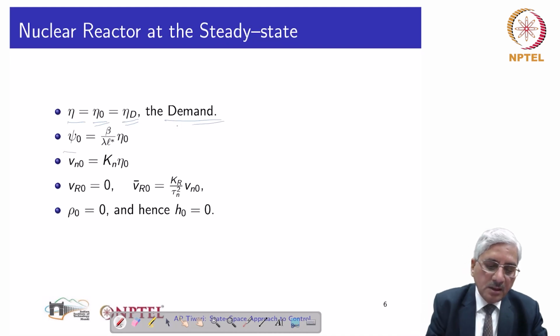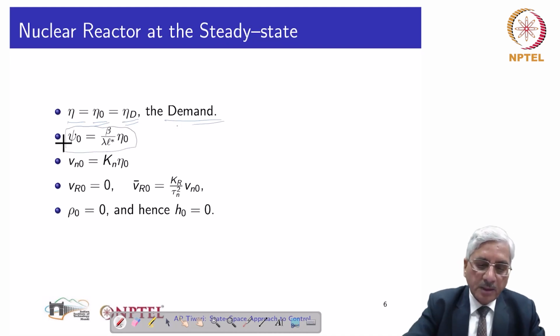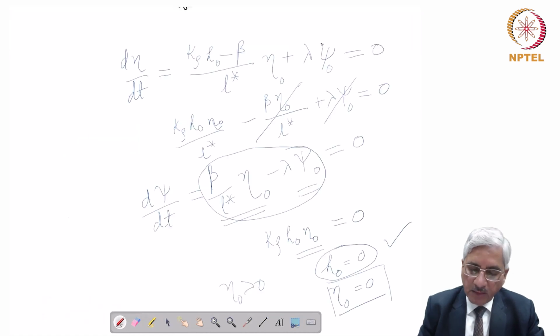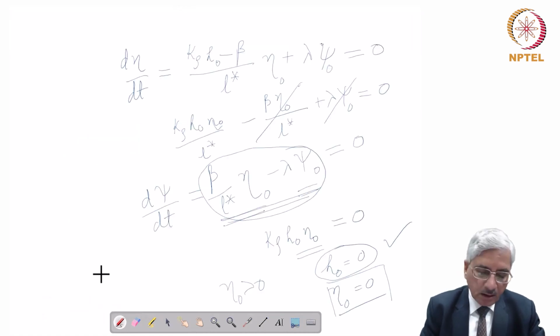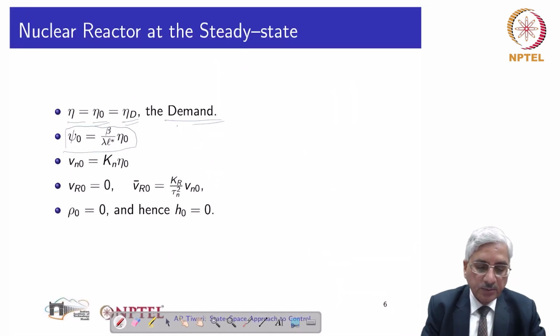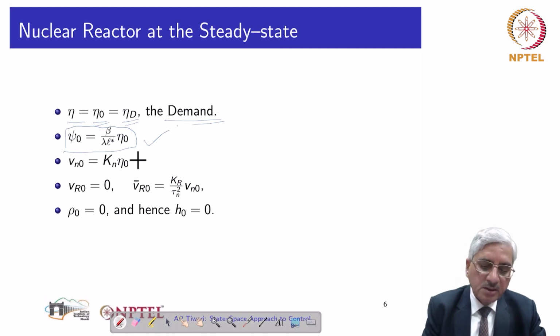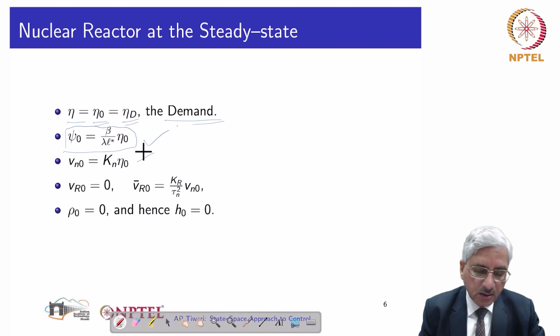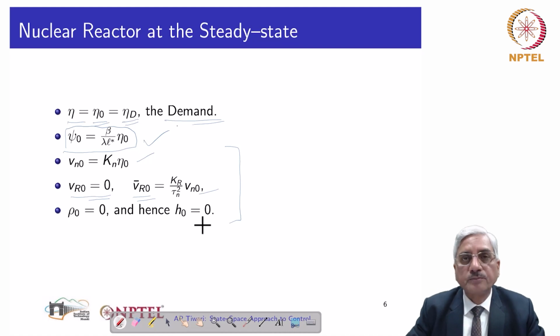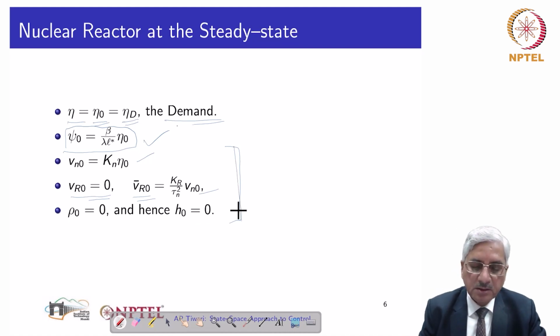At that time psi 0 will be, from the other relation, beta by L star eta 0. Then similarly from other equations we'll have Vn0 will be Kn eta 0, Vr0 will be 0, and Vr bar will be this much. One can derive the first one, and the second one I have done. From the first one all these follow.